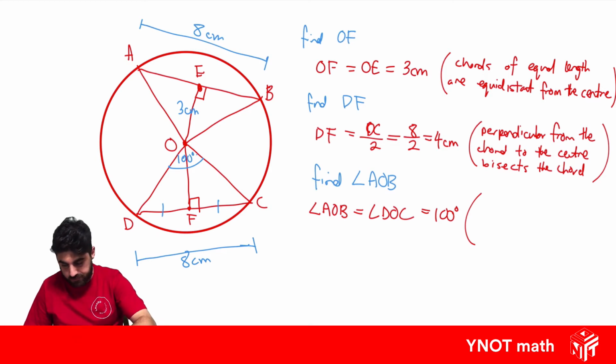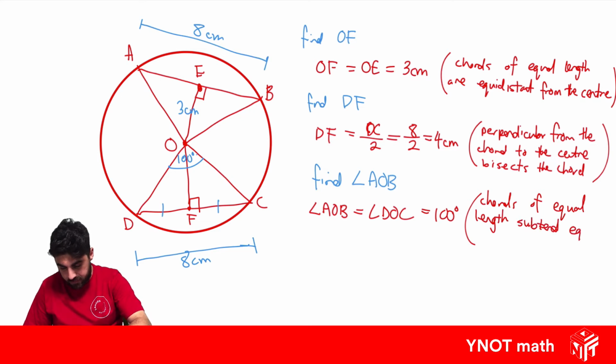So let's write that out. Chords of equal length subtend equal angles at the center.